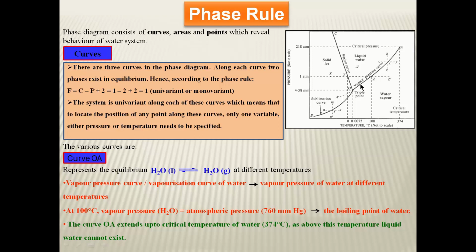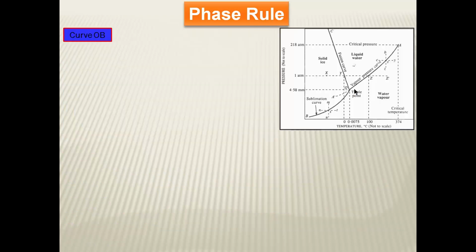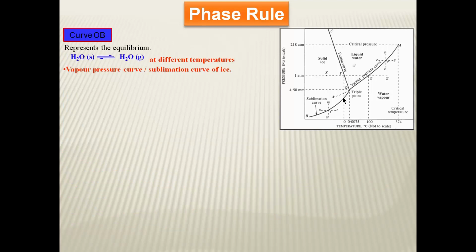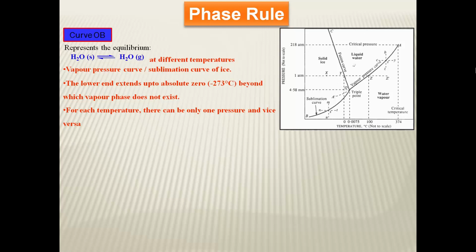Now this is the OA curve. Similarly, the other curve is OB. This curve OB is the sublimation curve or vapor pressure curve of ice. Why so? Because it represents the equilibrium between solid water and gaseous water vapor at different temperatures. So this is known as the vapor pressure curve or sublimation curve of ice. The lower end extends up to absolute zero, that is minus 273 degrees centigrade, beyond which vapor cannot exist.